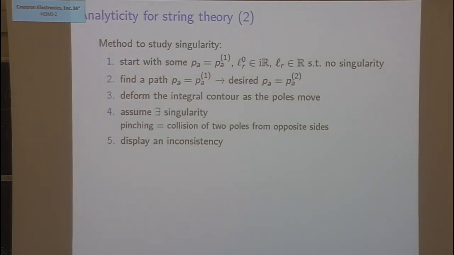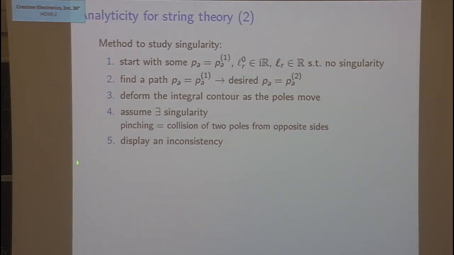So very shortly, the way we were finding the singularity is that we start with some PA for which everything is well defined. Then we find a path between the PA we started with to the one we want, in the domain where we want to prove analyticity. We deform the integral contour as the poles move.